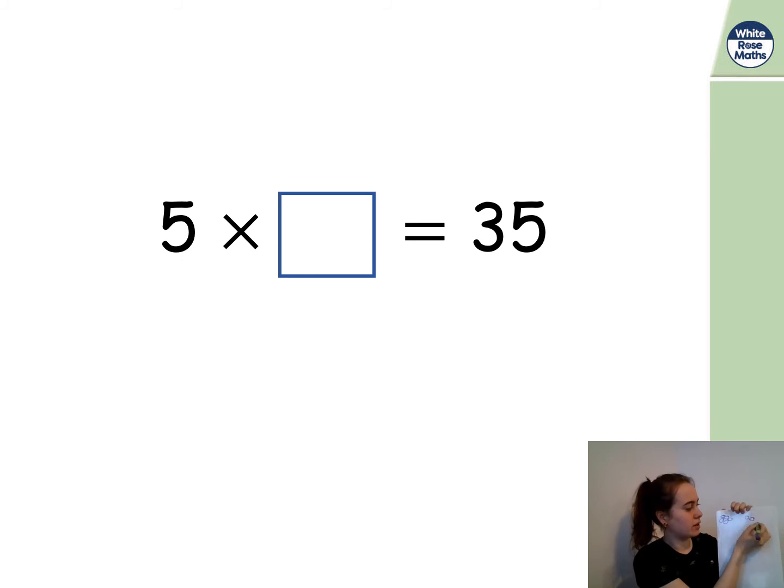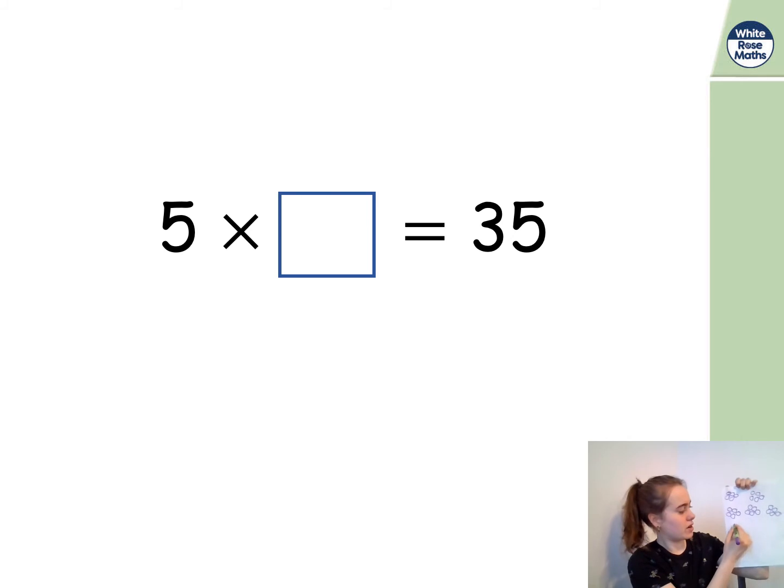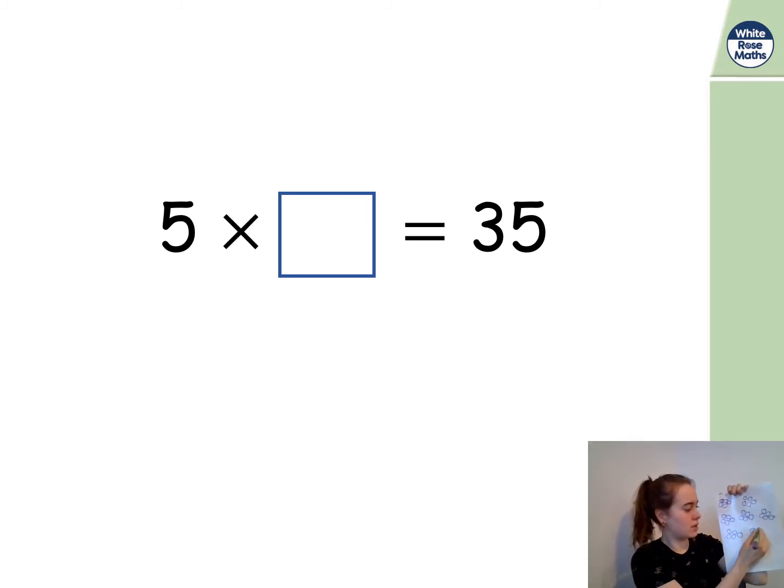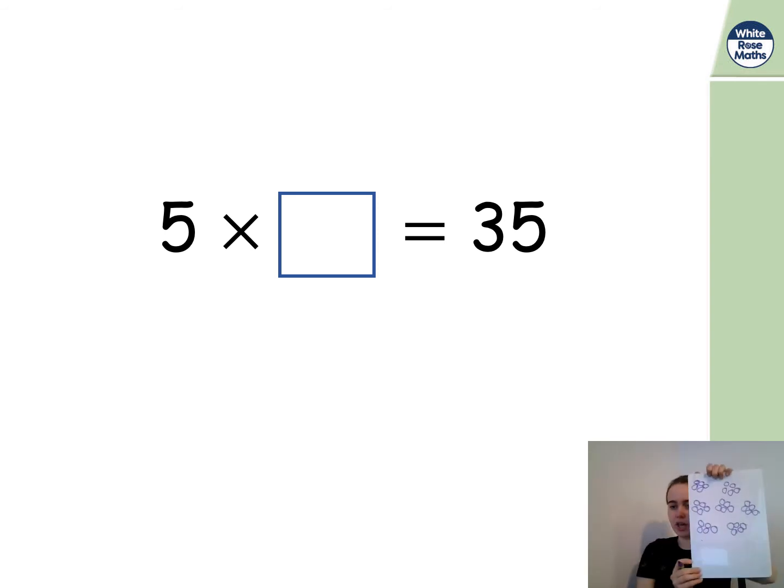That's 5. 10, 15, 20, 25, 30, and 35. How many groups of 5 did I need?